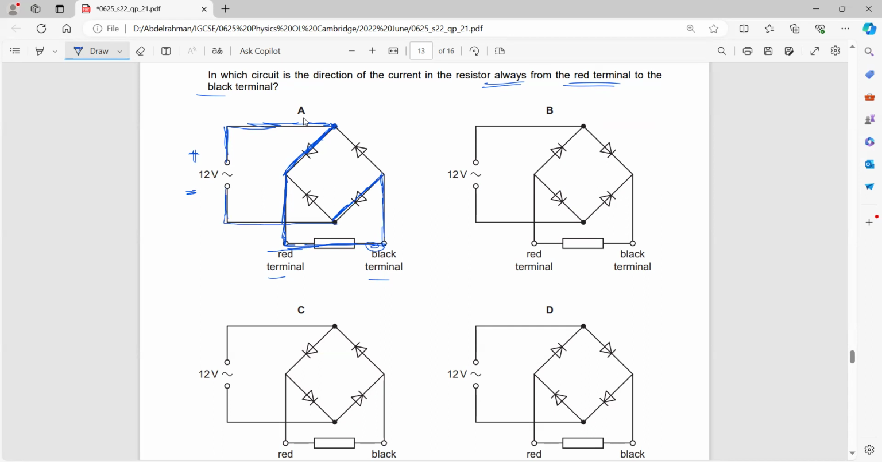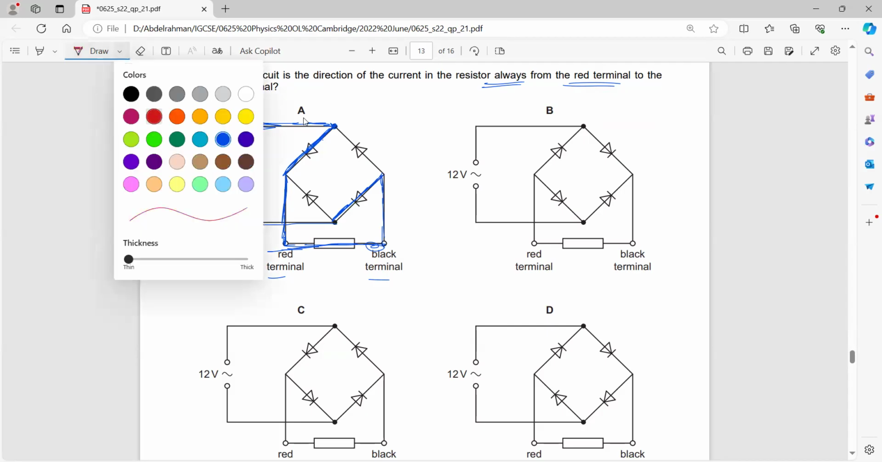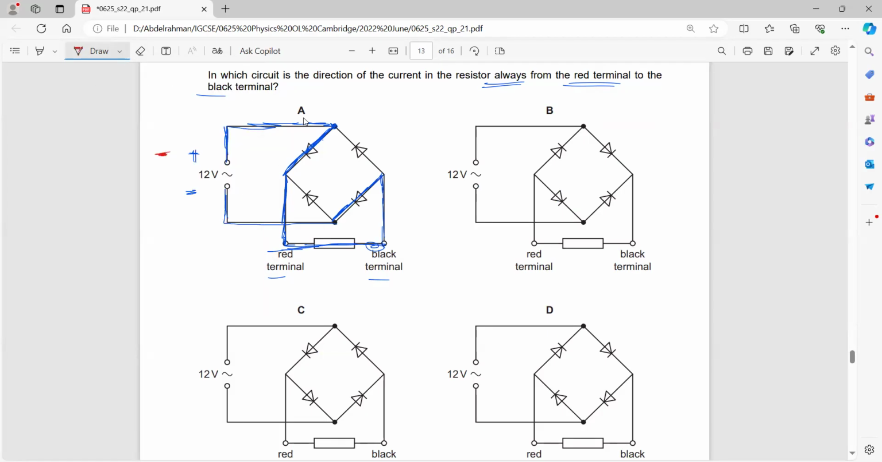This is the first half rotation. What about the second half rotation? Let's change the color. This would be negative and the other one would be positive. So the current will move starting from here. Can it go to the right? No, it has to go to the left. Then from this point it cannot go upwards, it has to go downwards, moving again from the red terminal to the black terminal. Then moving upwards, it goes back to the negative terminal. So A would be correct.